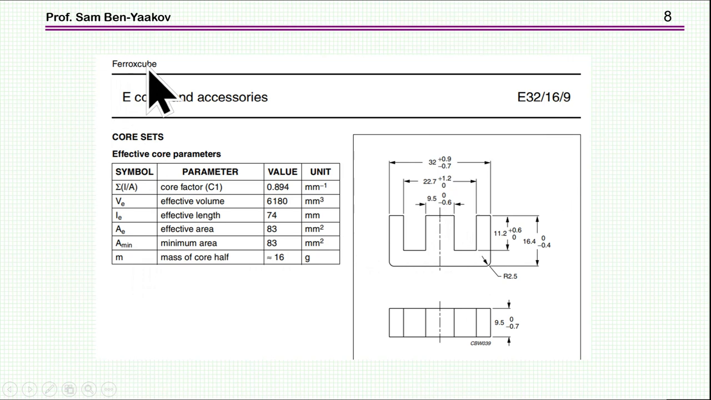This is a Ferroxcube core, and what is relevant to us is the effective area, 83 millimeters square, and the magnetic path length, which is the effective length, 74 millimeters. So these are the basic parameters of this core. These are the physical parameters.